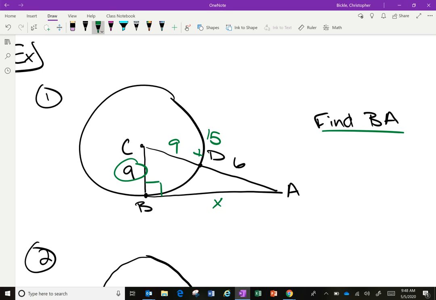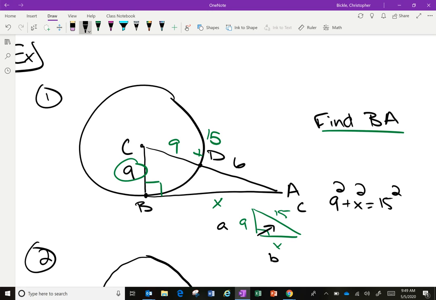So now what I've really done is I've got a right triangle here. I know this side is 9. I know that side's 15. I know that side's x. That looks like Pythagorean theorem to me. Legs squared, so a squared plus b squared equals c squared. Remember, c is always your hypotenuse. So we want 9 squared plus x squared equals 15 squared. 9 squared is 81. 15 squared is 225.